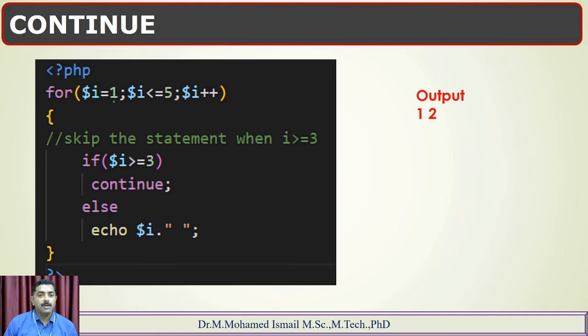One more example for continue: if i is greater than or equal to 3, then it continues. First 1 to 5 it should print. First it checks 1, it's less than 3, so it prints. 2 also prints. Then for 3, the equal to condition I used applies, so 3 onwards it skips. So 1, 2 only it will print. So the continue statement skips the current iteration of the looping statements.